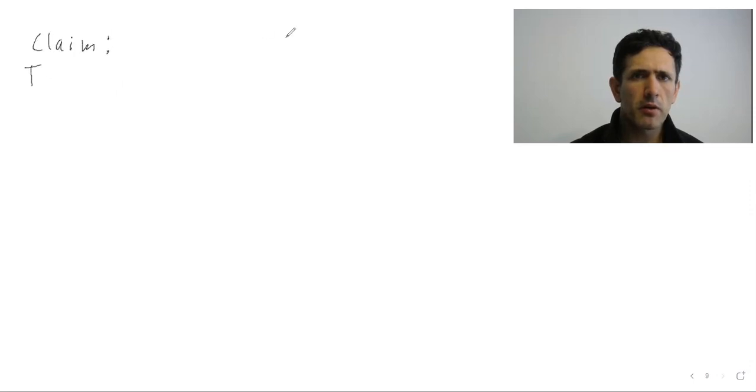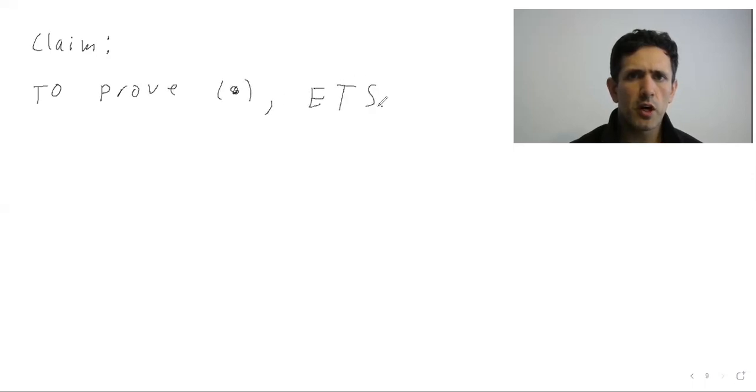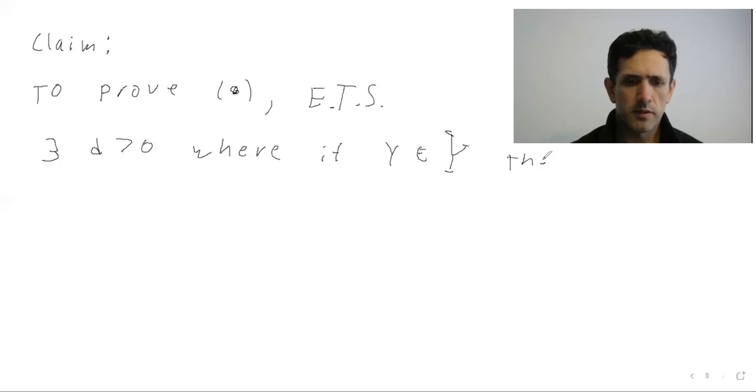So I'm going to make a little claim here. To prove star is enough to show what I'm going to call star star: there exists d positive where if little y is in big Y, then little y is Tx for some x less than 1 over d times the norm of y.